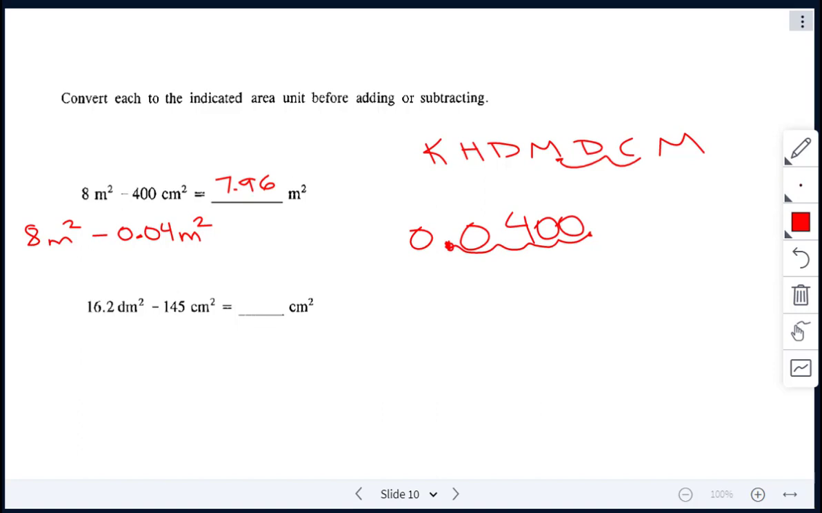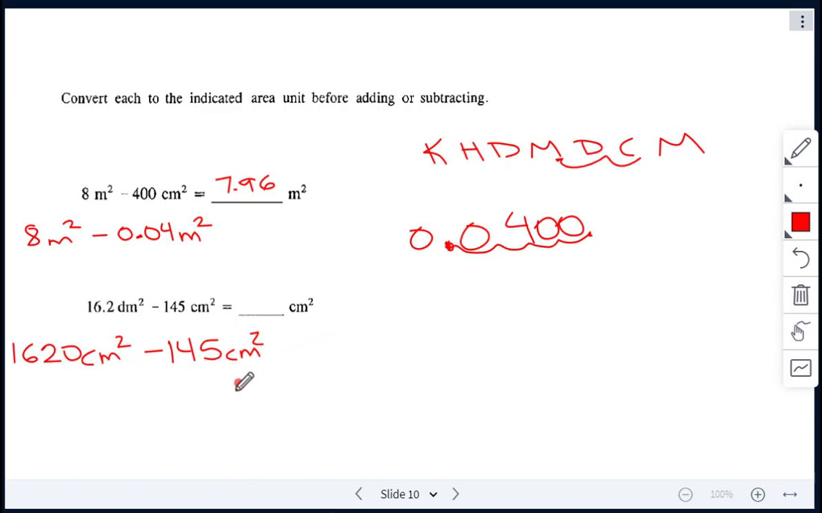Okay, so this one here is centimeters squared. This is in decimeters squared, so let's change that. So 16.2 decimeters to centimeters. We're moving 1 to the right, but we're going to double that, so it's going to be 2 to the right. So 1, 2 to the right, so that becomes 1,620 centimeters squared minus 145 centimeters squared.